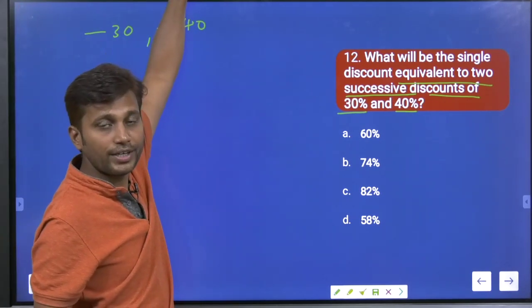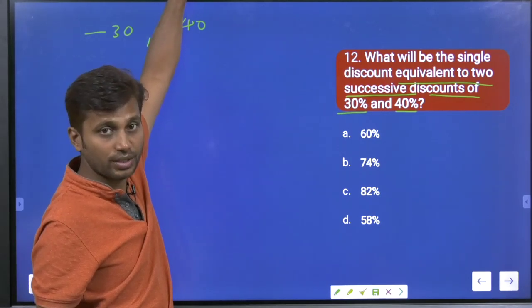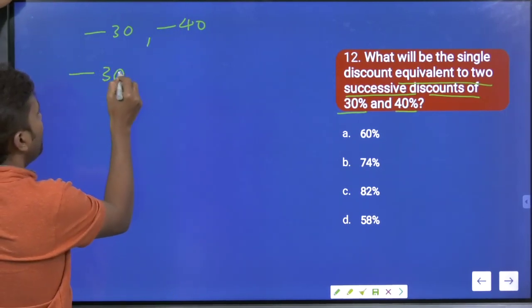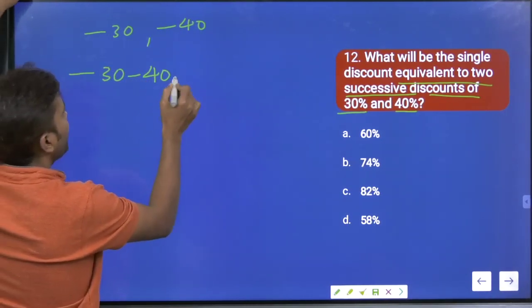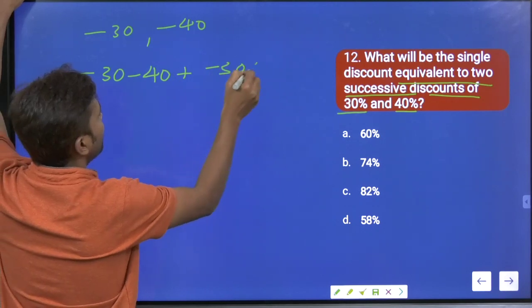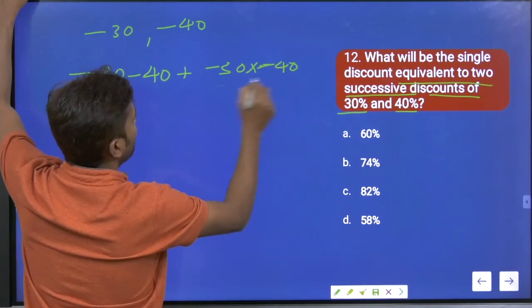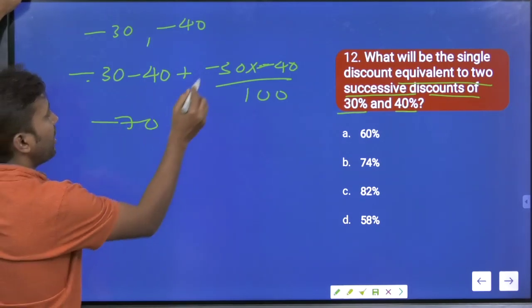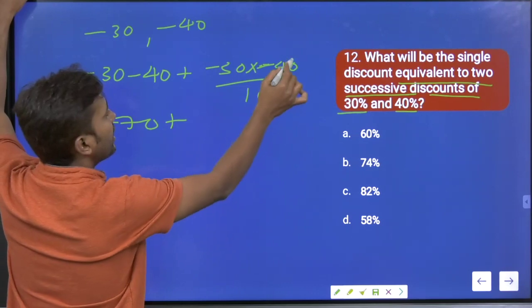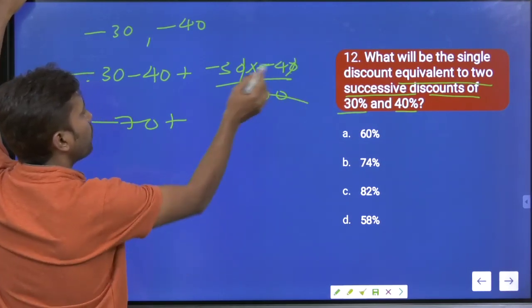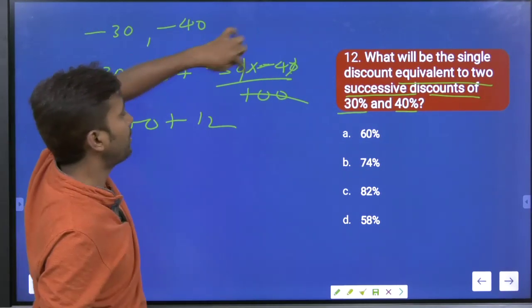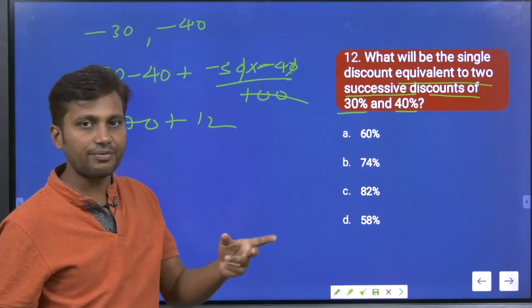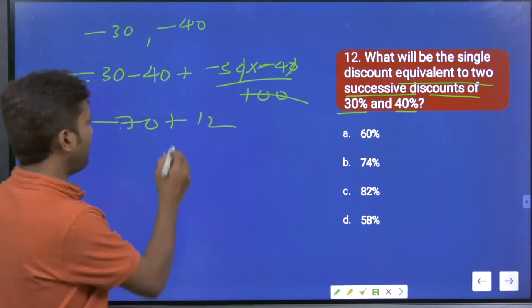Now you want to find the effective successive percentage, meaning the single discount on the whole. That would be how much? Minus 30 minus 40, plus minus 30 into minus 40 by 100. Now minus 30 minus 40 would be minus 70. Minus into minus would be plus here. Then we can cancel these 2 zeros with 100. 4 3s are 12. Minus into minus is plus. Got it? Now minus 70 plus 12. Definitely the signs are different, so we have to do the subtraction. Then how much are we getting?